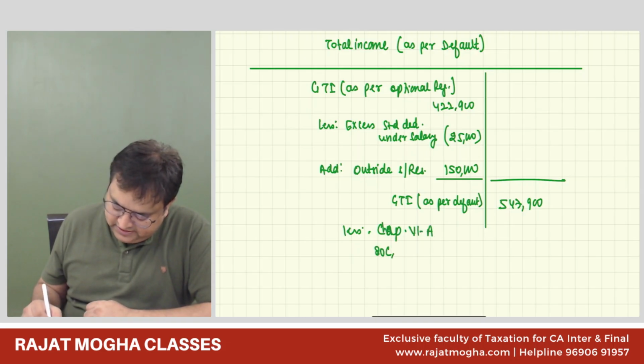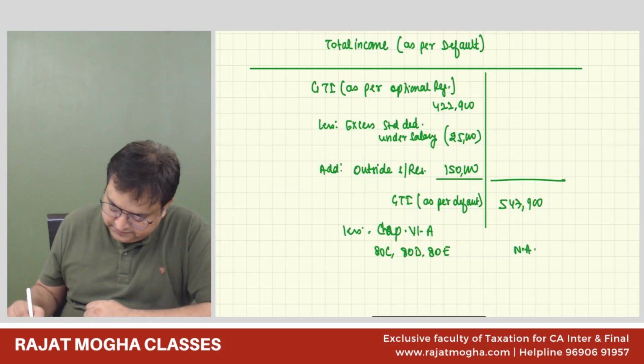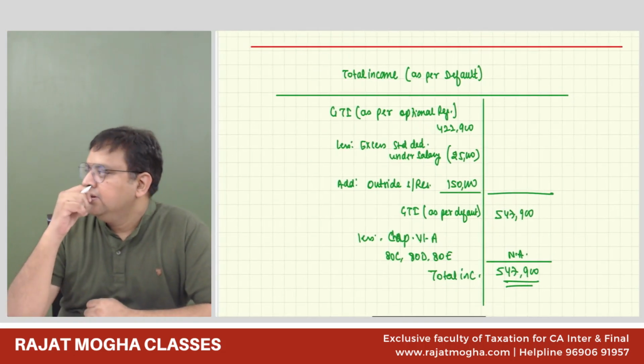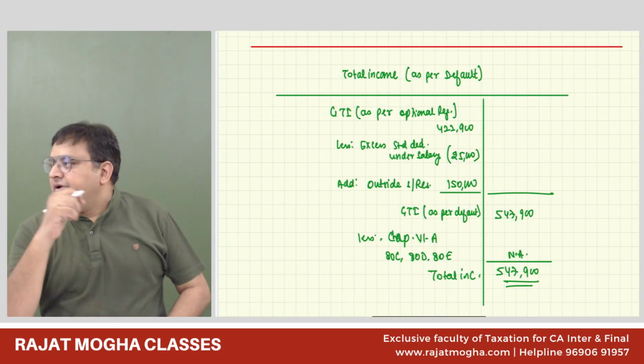Less Chapter 6A: 80C, 80D, 80E, simple, right? Not applicable. And this is 5,47,900. This is our total income. Everybody got it?